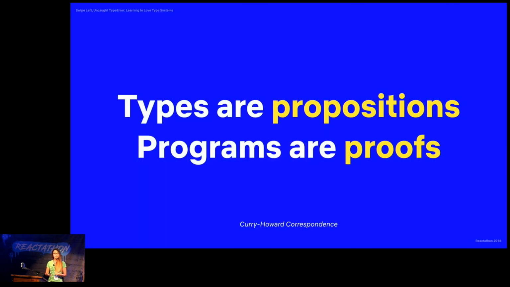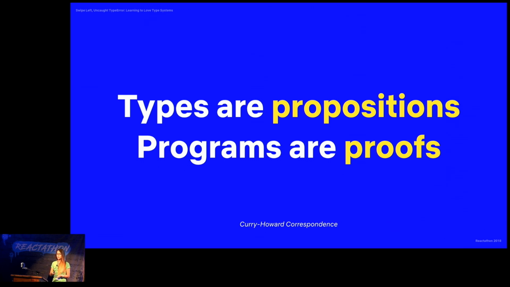Now remember what I said earlier. Types are propositions. They assert that something is true, that something exists. This function will return a number is an example of a proposition. And our programs, or the actual implementations that we write for these type signatures, are proofs. A number exists because here in my code, I have produced the number 1. So what I'm trying to say is that type checking is really proof checking.